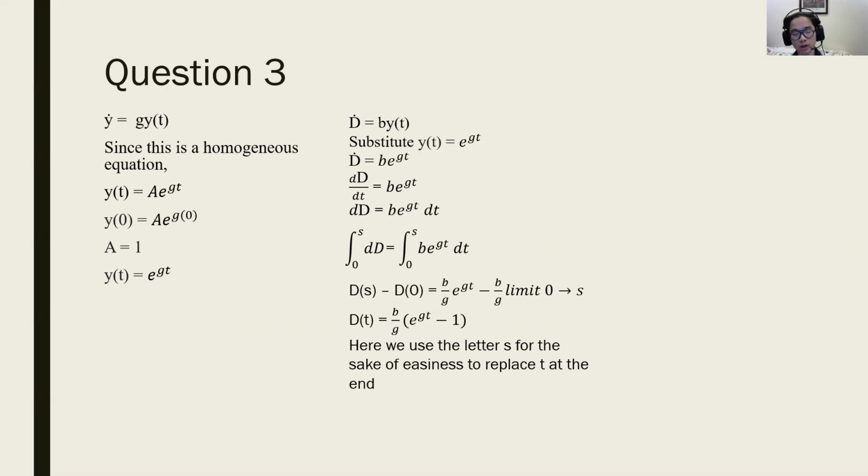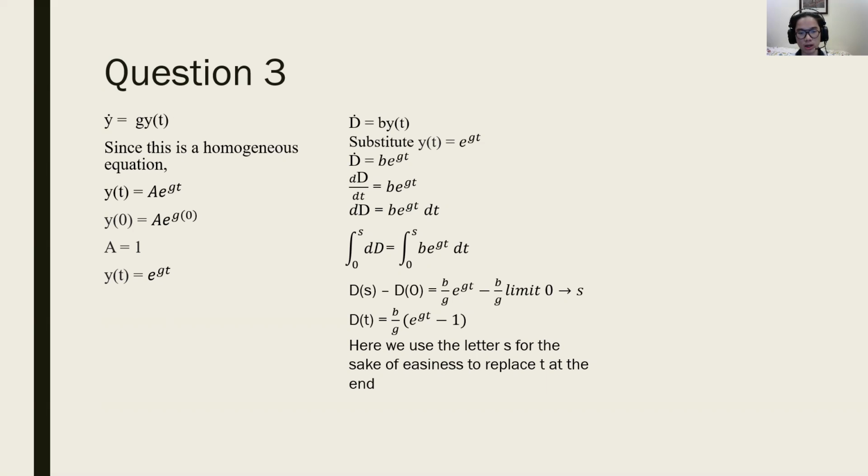Now, to solve for D dot, why can't we just convert this into the same form? Because D dot has different variables in it, so it's not a homogeneous equation. But here we have b Y_t, and Y_t is e to the power of gt, so we substitute that into the equation, which leaves us with D dot equals b e to the power of gt. Now, what does D dot actually mean? It means the derivative of D. So we can say that D dot is dD over dt, which equals b times e to the power of gt.